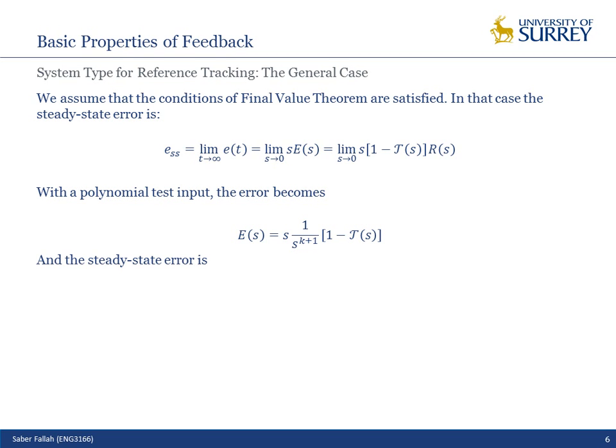So for the steady state error, I cancel s with one of the s of this polynomial, and I will have the steady state error as the limit of s times (1 minus T(s)) over s to the k plus 1 when s goes to 0, which will be equal to the limit of (1 minus T(s)) over s to the k when s goes to 0. What do I want to get from this relation?